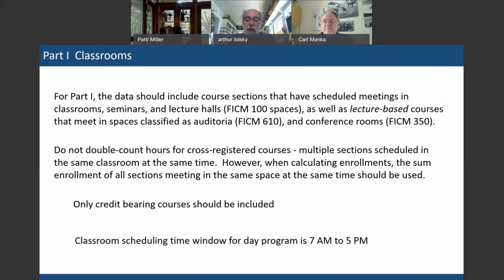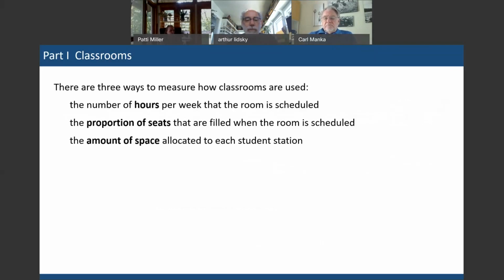We're only looking for credit-bearing courses also. And the scheduling window for the day program is from 7 in the morning until 5 at night. Some campuses, their classroom needs are actually generated by the evening program. Most of your campuses, if not all of your campuses, I think, the needs for classrooms and the schedule of classrooms is basically set by the day program. So that's what we're looking at here.